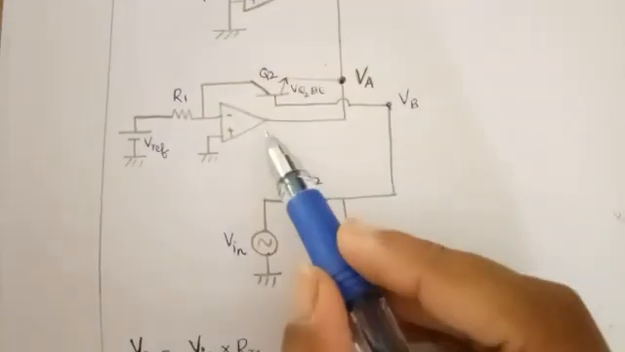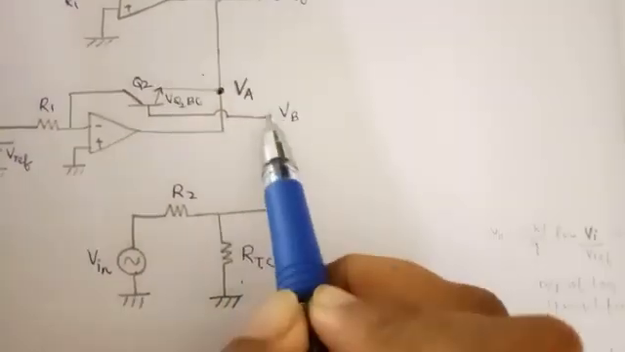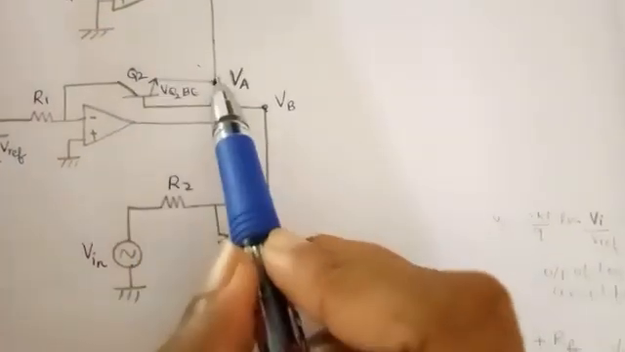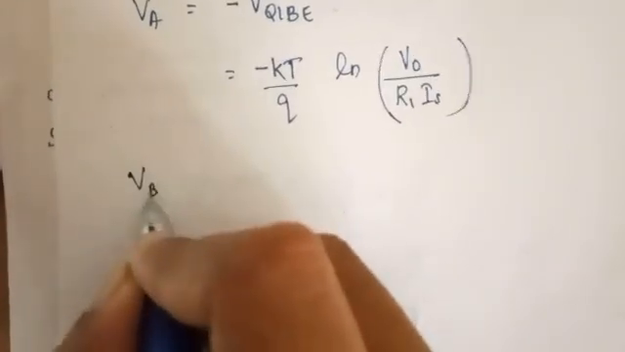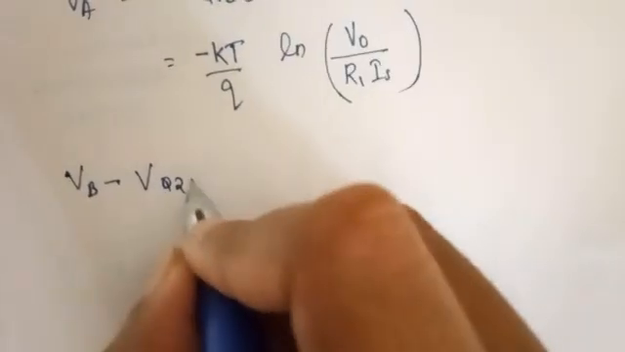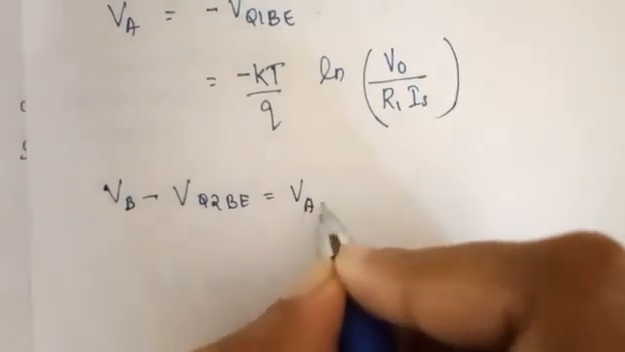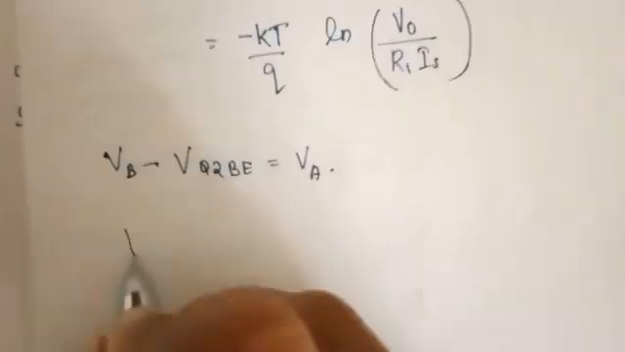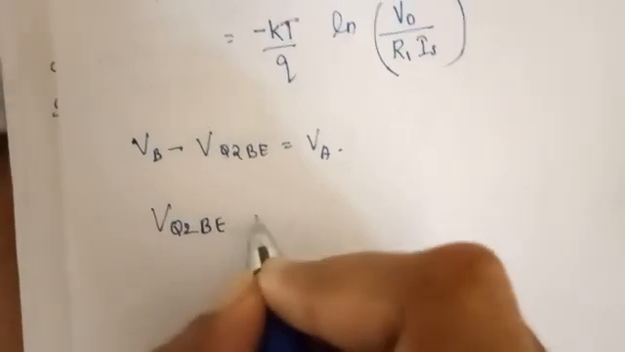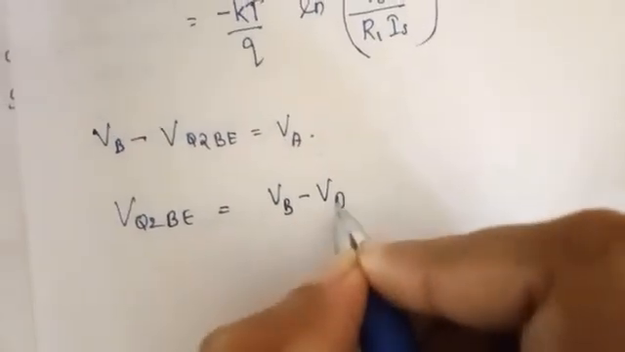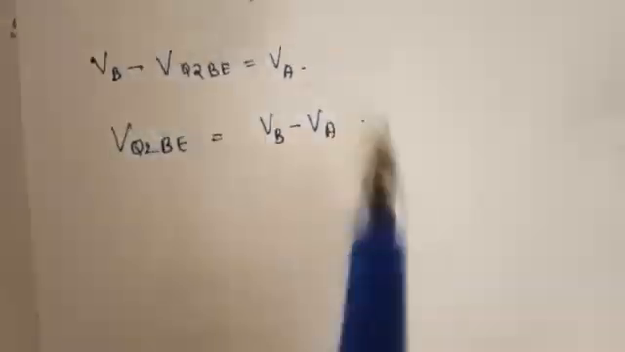So now we look at the figure. When we look at the figure, we can see that VB minus VQ2BE is equal to VA. So we are going to write here VB minus VQ2BE is equal to VA. So VQ2BE is equal to VB minus VA. That is what we wanted.